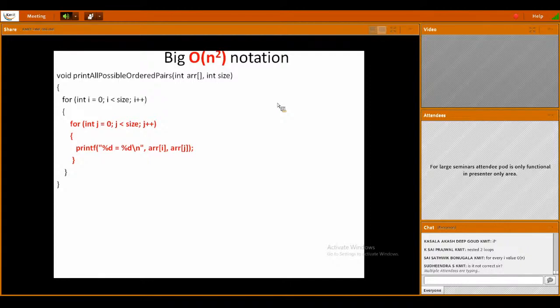Are you getting my question, Sudhendra? Right or wrong, we will come to that. I will definitely answer whether it is right or wrong. How the loops are placed is important. Very good. So yes, you have started tuning yourself. So now, how are these loops placed? Nested, right? Because it is nested, it is going to be n square times.